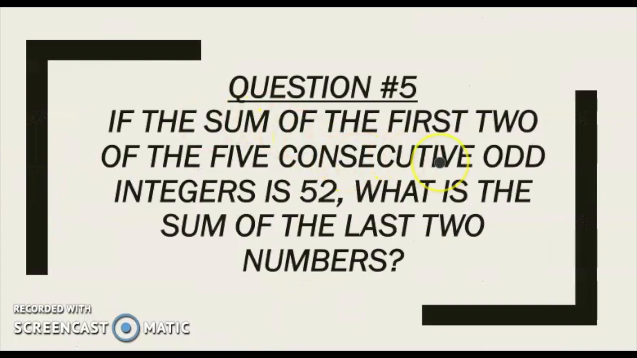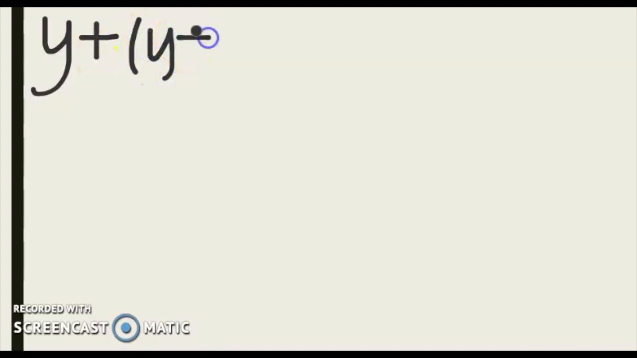If the sum of the first two of the 5 consecutive odd integers is 52, what is the sum of the last 2 integers, or last 2 numbers? So, the way we do odd number sequencing is first, let's start off with the first odd number. Let's say it represents y. Next, we do y plus not 1 but 2 because this is the interval between odd numbers. Because if you see 1, 3, 5, 7, all their intervals are 2.